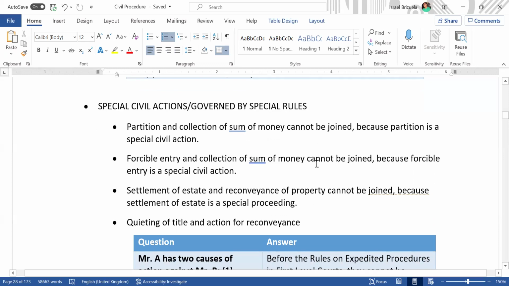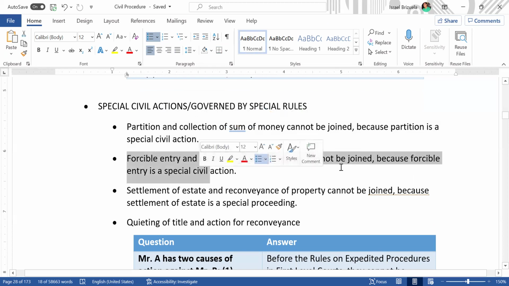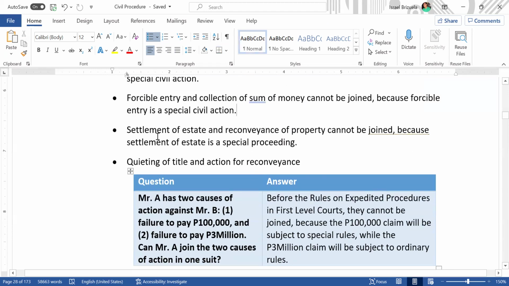Special civil actions governed by special rules. Partitions and collection of sum of money cannot be joined because the partition is a special civil action. Forcible entry and collection of sum of money cannot be joined because forcible entry is a special civil action. Settlement of estate and the conveyance of property cannot be joined because settlement of estate is a special proceeding. Quieting of title and action for the conveyance.